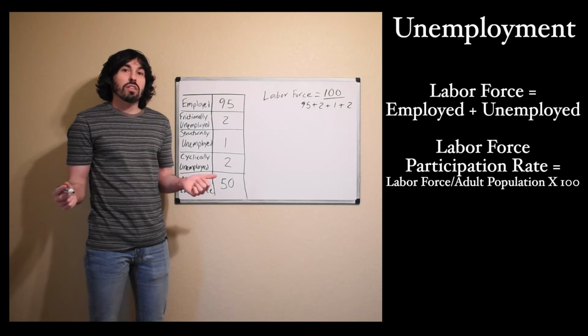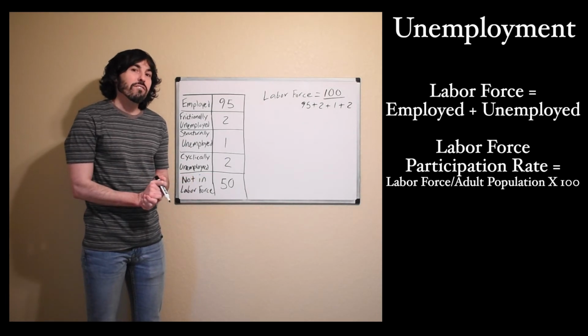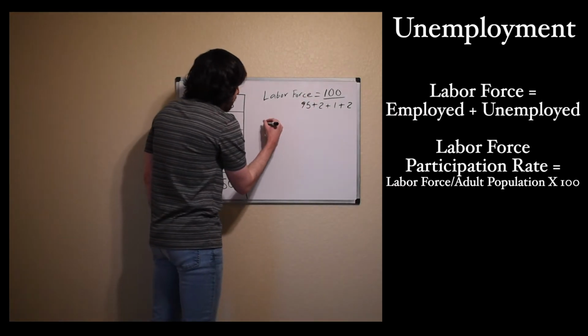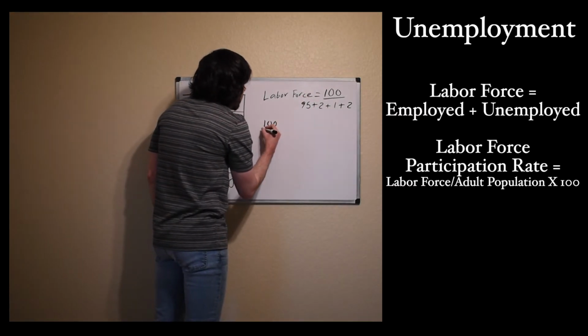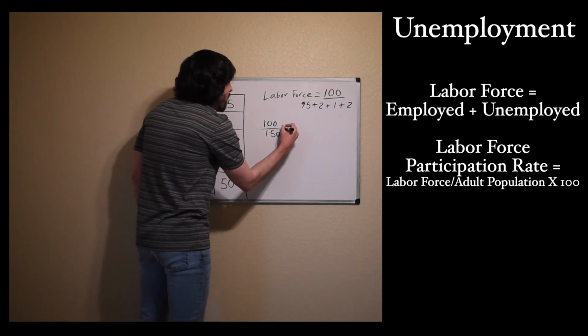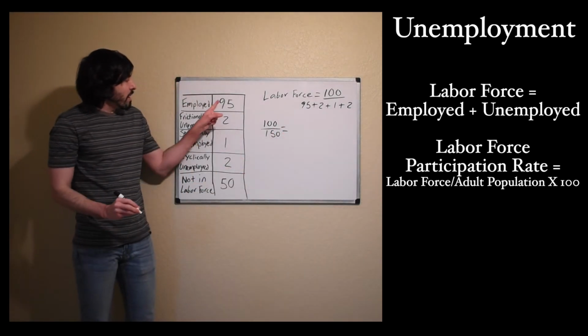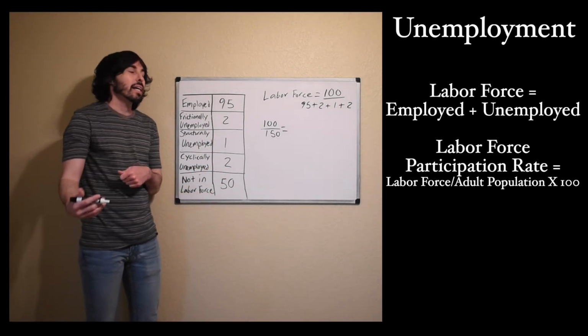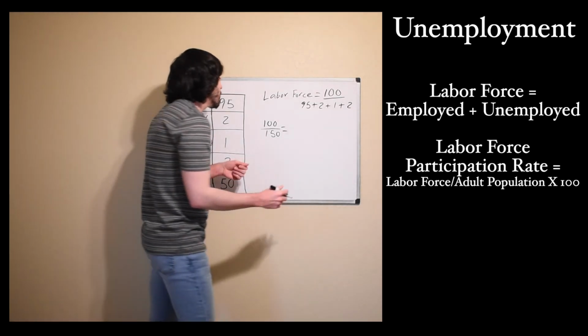Next, we can find out what our labor force participation rate is. For that, you're going to take your amount of people that are in your labor force, so that's 100, and we're going to divide it by the total adult population. That's going to be 150. So we have the 100 people that are in the labor force, and we need to add to that our 50 people that are not in the labor force.